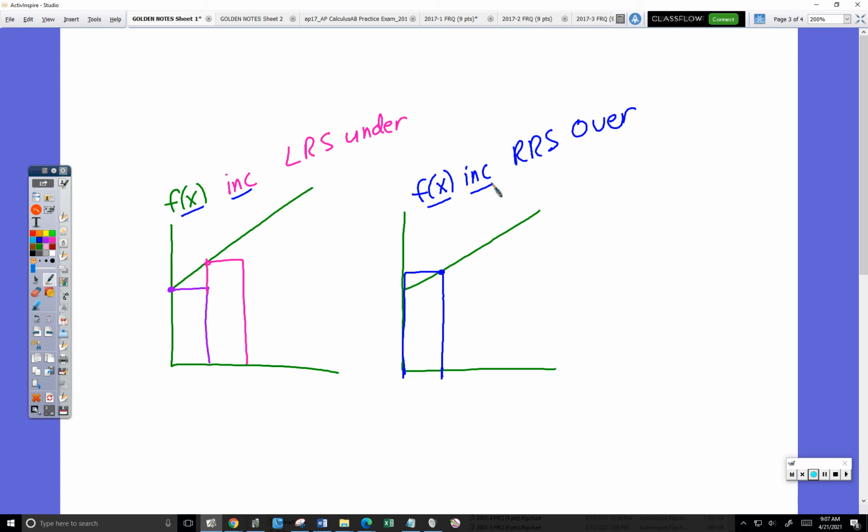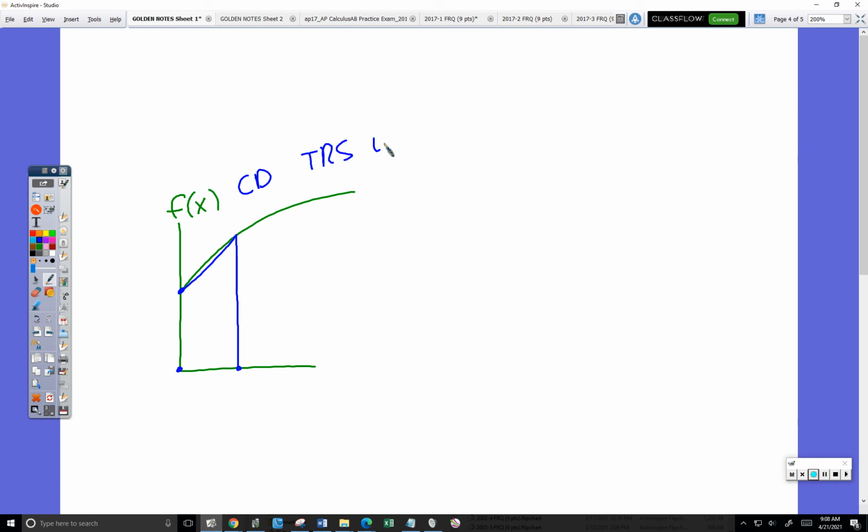If you're doing a trapezoidal sum, what you need to pay attention to is whether the function you're approximating is concave up or concave down. So if f is concave down, when you do a trapezoidal, you'll cut under the curve. So if f is concave down, the trapezoidal Riemann sum will be an under approximation. If f is concave up, the trapezoidal Riemann sum will be an over approximation.